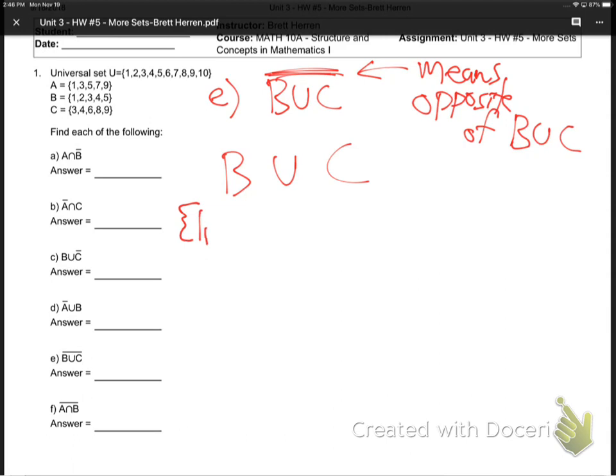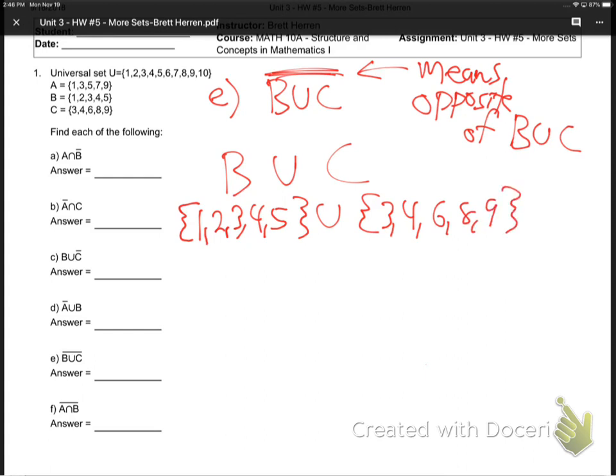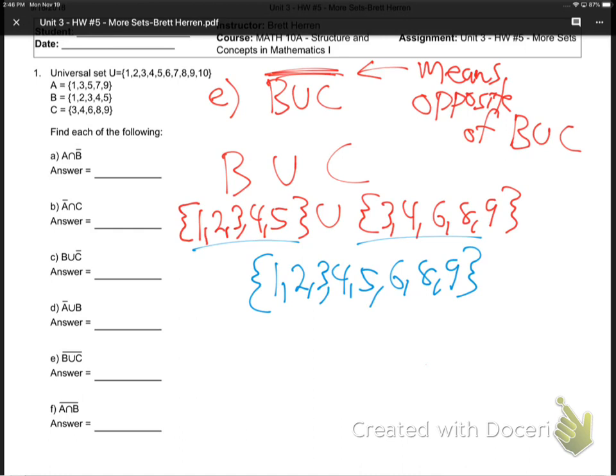Here's B: 1, 2, 3, 4, 5. United with C. What's C? 3, 4, 6, 8, 9. And when we unite those together, what do we get? 1 through 5, 6, 8, and 9. So there's the union. So far, so good. Now we need the opposite of that.